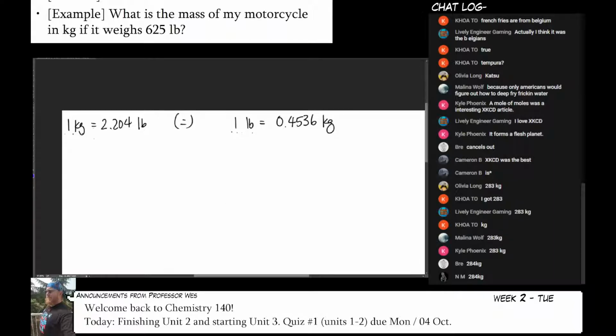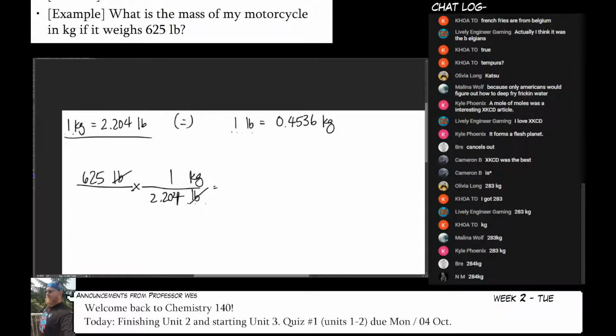So for our purposes, I'm just going to use the one on the left here. Wow, that didn't even draw a line. Okay. So I have a motorcycle that weighs 625 pounds. I need to put the pounds on the bottom so that my unit cancels. There we go. We'll put the other unit on the top, and then I'm going to use these numbers: 1 kilogram, 2.204 pounds.